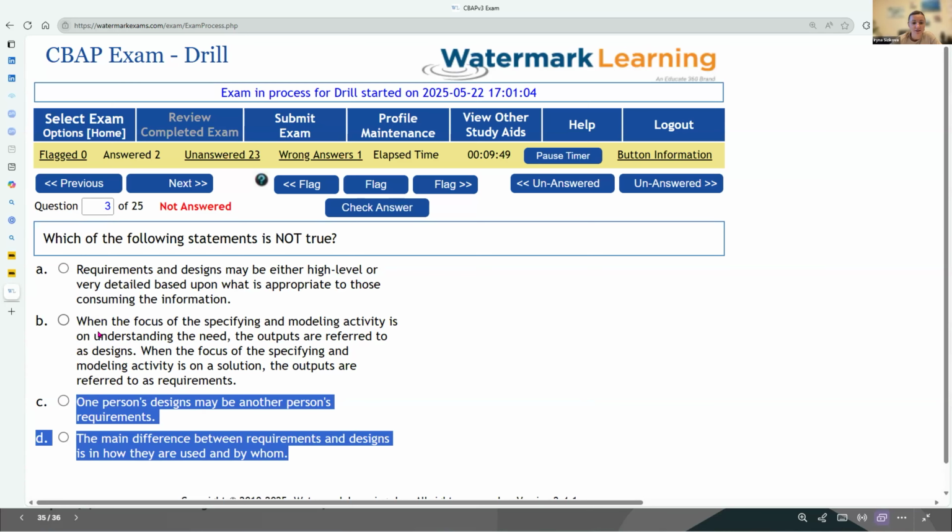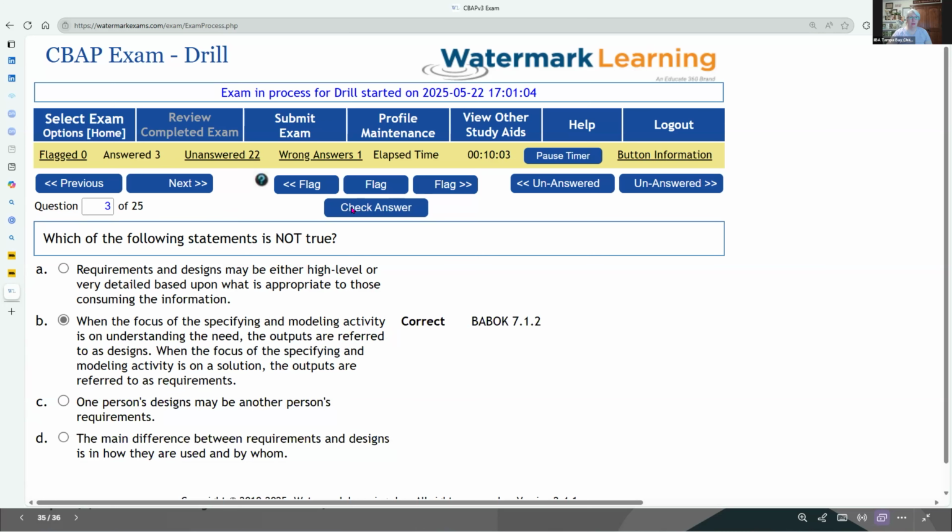B. Yeah. So let's look at B. When we're trying to understand the need, it says the outputs are referred to as designs. That's backwards. Need is requirements. Solution is design. Ta-da! Y'all's reasoning is very solid. Good job. And those of you who are participating in the conversation, I know that you're getting it.